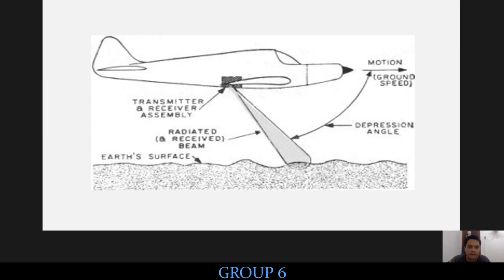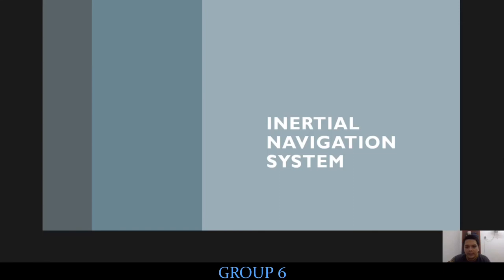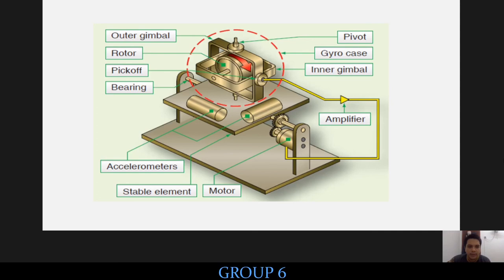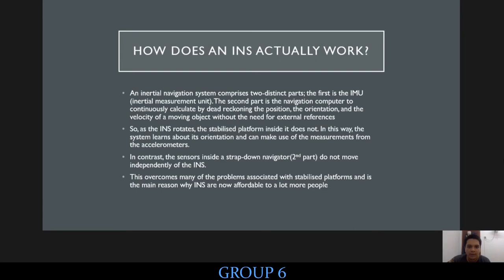Next is the Inertial Navigation System, INS. This is an example of the INS, which has a gyro, accelerometer, motor, amplifier, and others. How does an INS actually work? An INS comprises two distinct parts. The first is the IMU, Inertial Measurement Unit. The second part is the navigation computer, which continuously calculates by dead reckoning the position, the orientation, and the velocity of a moving object without need for external reference.